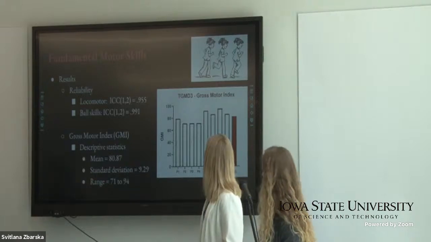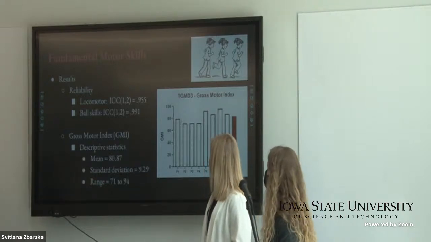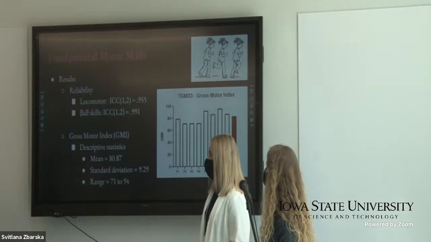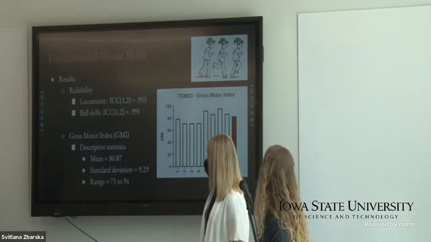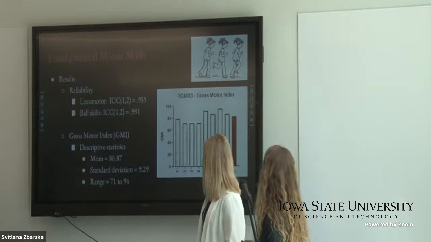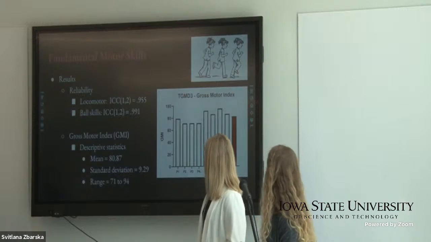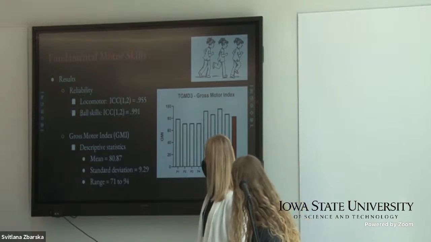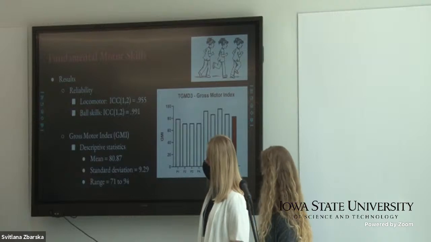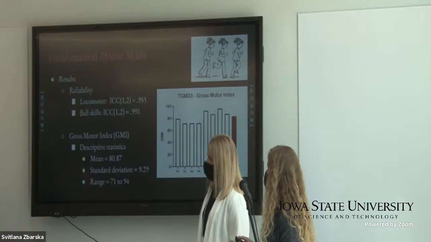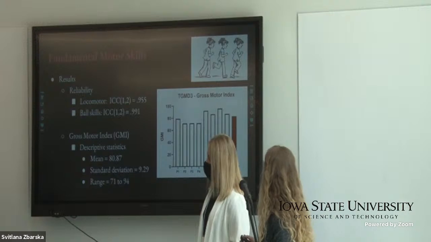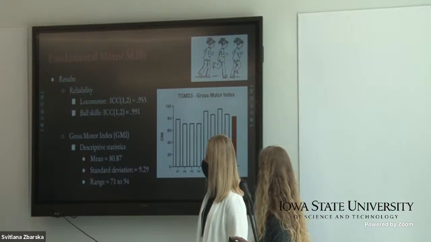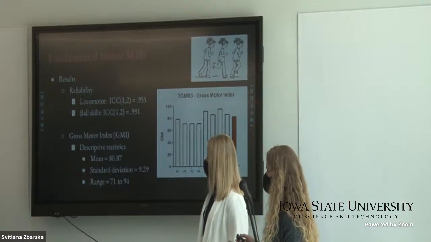Okay, so as you can see, the reliability between trials is really high. And the gross motor index is grouped by age and sex. As you can see, our mean is 80, 81. But on the scale, 100 is the average, so our group is really underperforming based on what we would expect for typically developing children in the US.